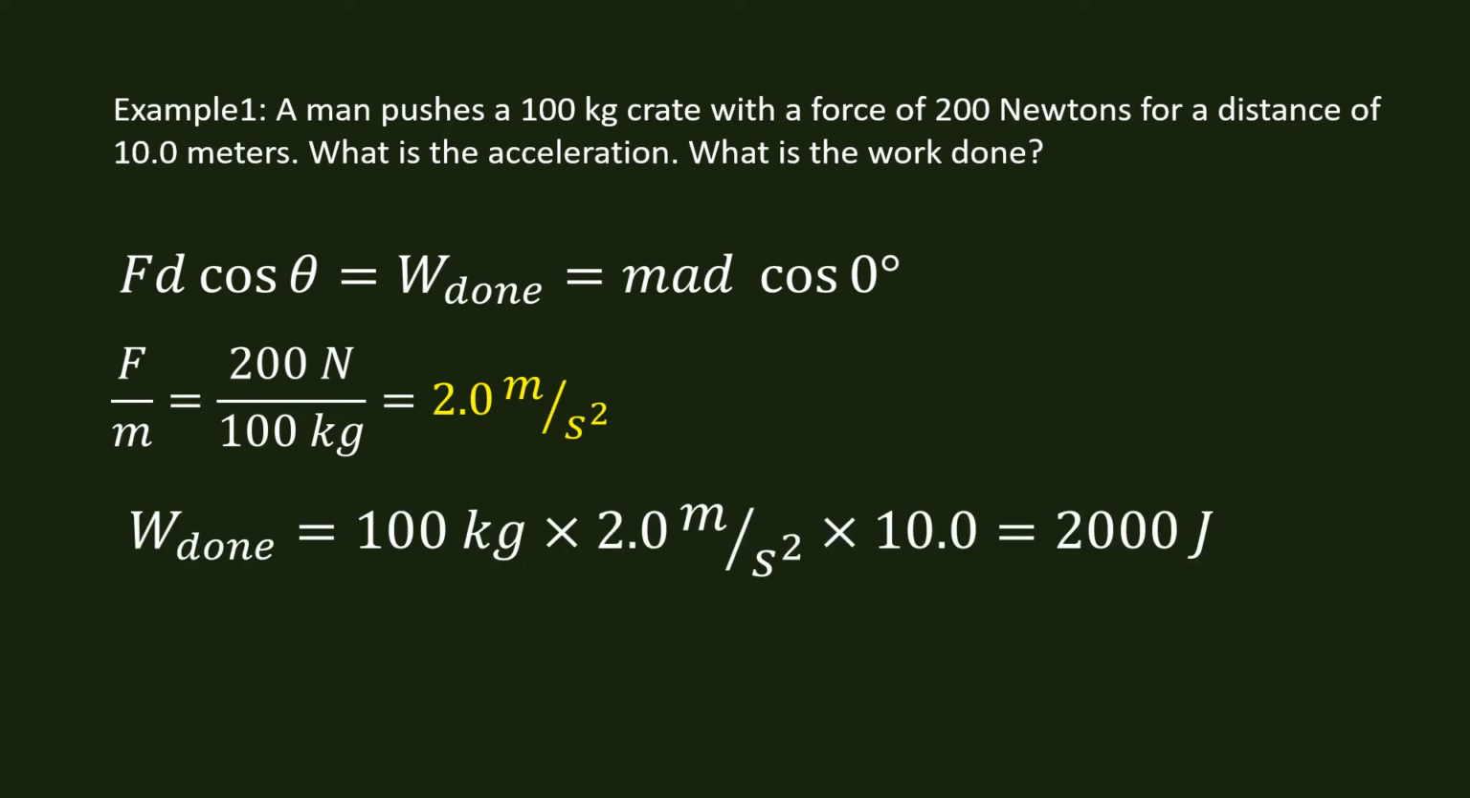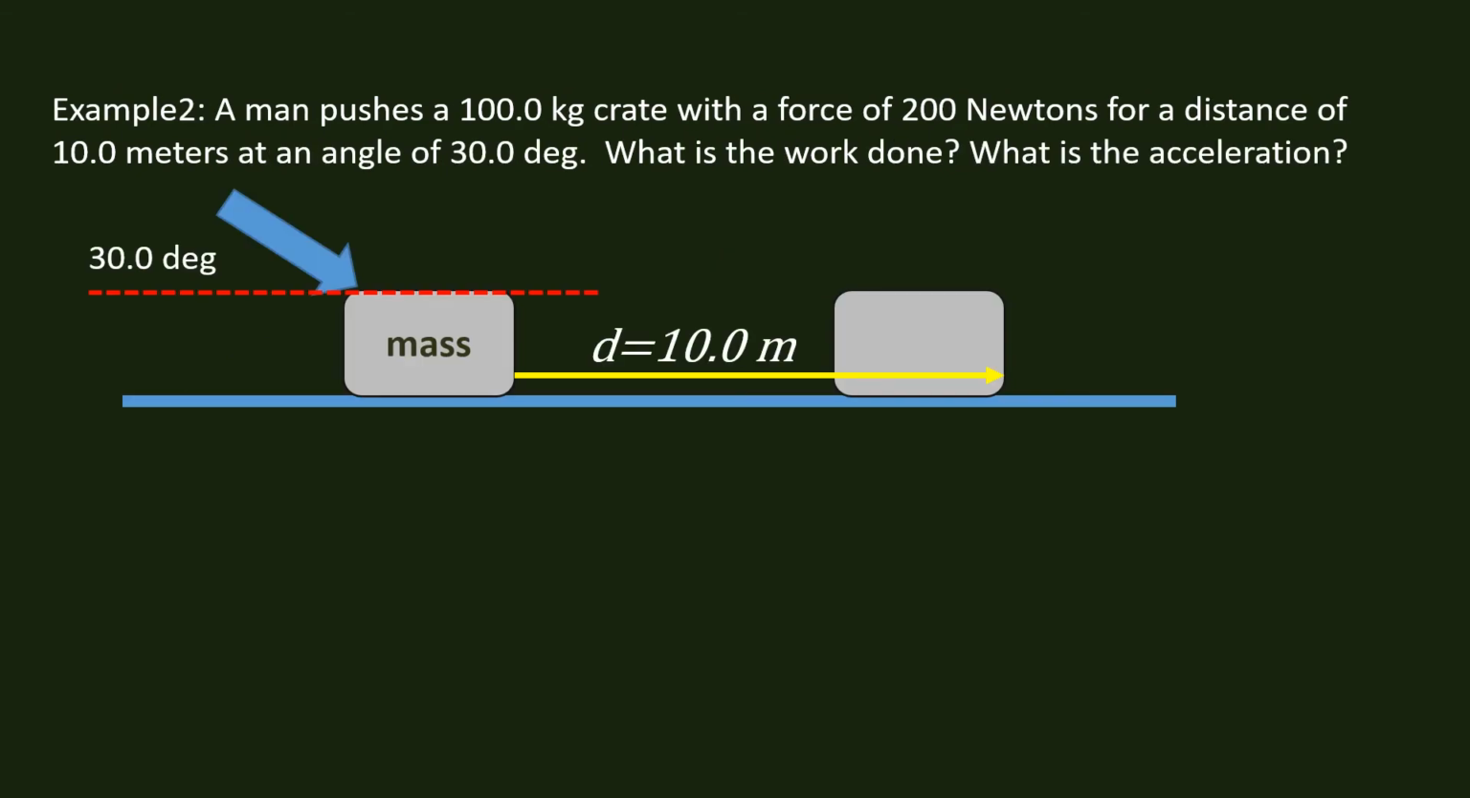Okay, and then we can find the work done by using this method. We have the mass times the acceleration times the distance traveled, which is 10 meters, and we have 2,000 joules, and that is the amount of work done that the man does. Another example, example 2. A man pushes a 100 kilogram crate with a force of 200 newtons for a distance of 10 meters at an angle of 30 degrees. What is the work done and what is the acceleration?